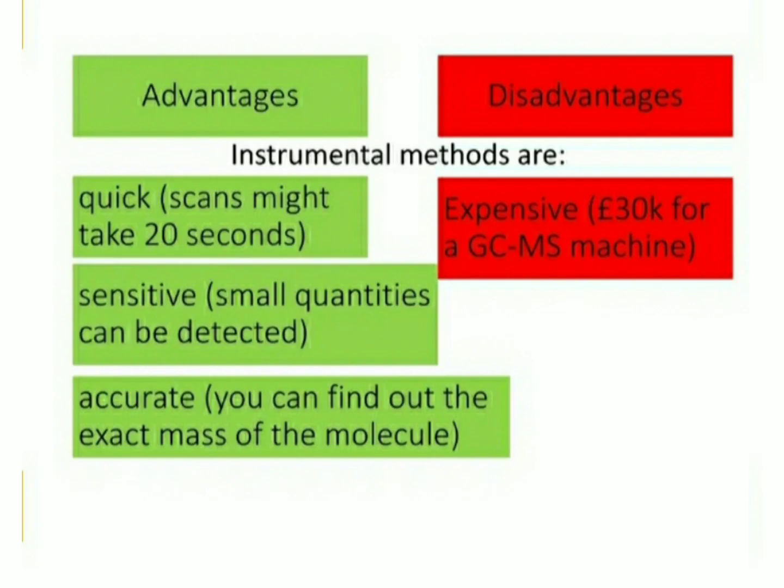Advantages and disadvantages of instrumental methods. In advantages, it is a quick scan, might take 20 seconds. Sensitive, small quantities can be detected. This is very sensitive and it will detect small quantities, and it is also accurate. You can find the exact mass of the molecule.